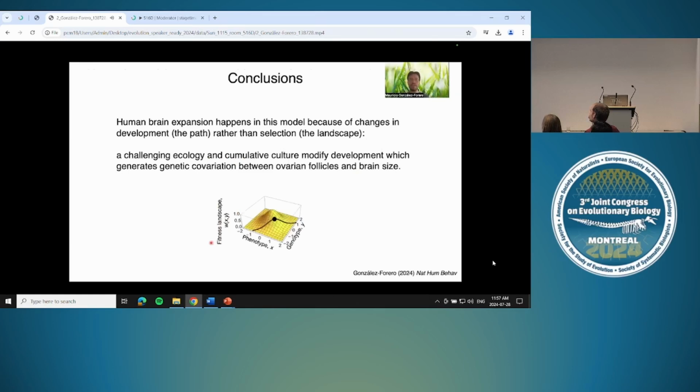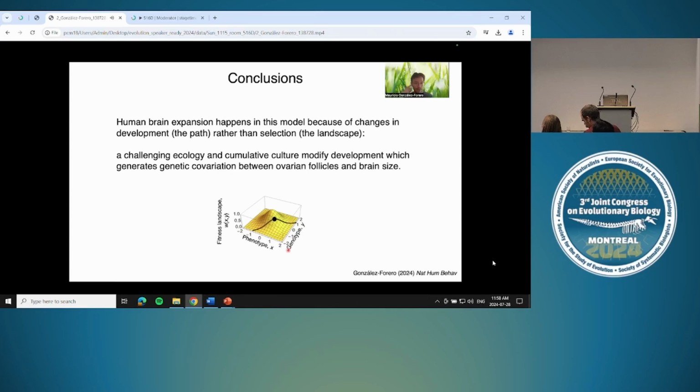So to conclude, we have put together mathematical tools to try to infer why the human brain size evolved, and we have a model that recovers brain expansion. In this model, that expansion happens because of changes in development, that is, in the path on the fitness landscape, rather than because of changes in selection, that is, not because of changes of the landscape. So that means that the effects of experiencing a challenging ecology and cumulative culture that cause brain expansion are because of changes in that path that generates genetic variation between ovarian follicles and brain size.